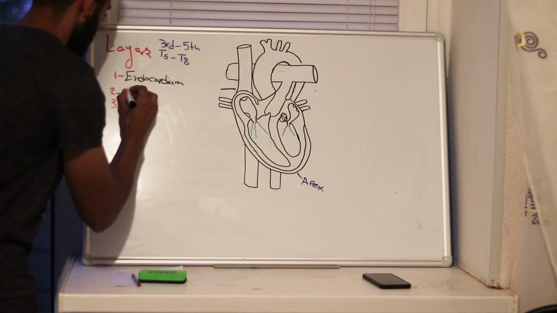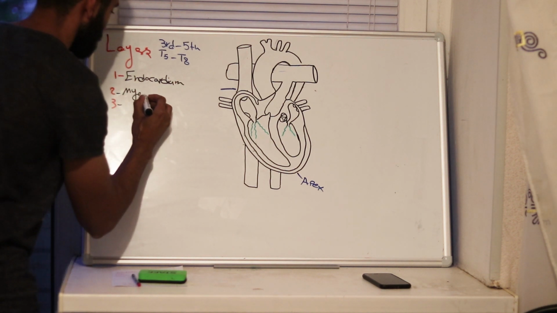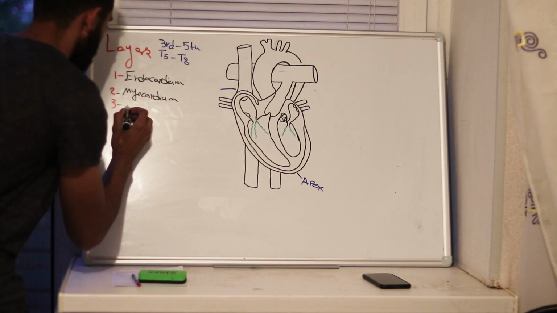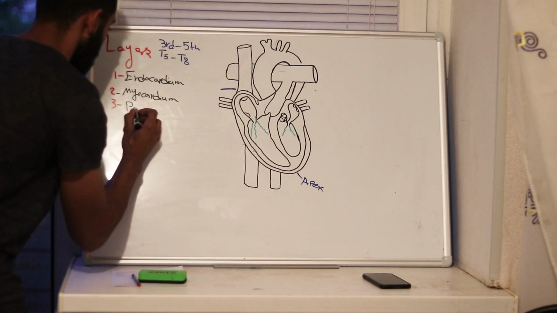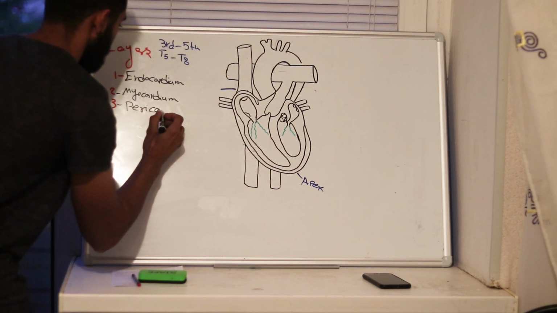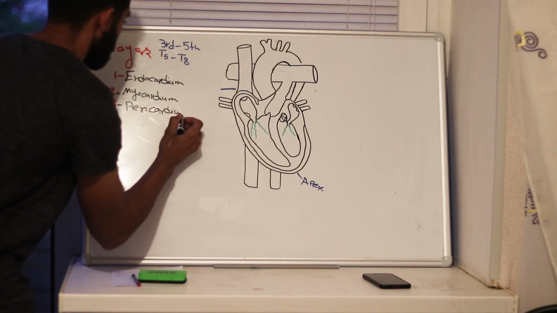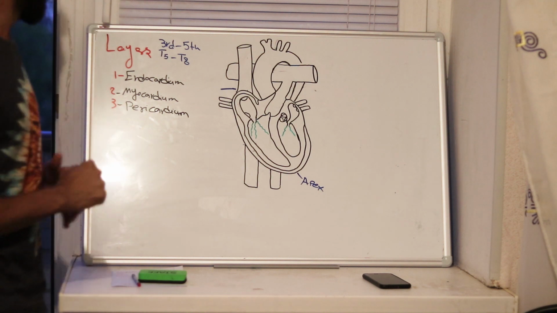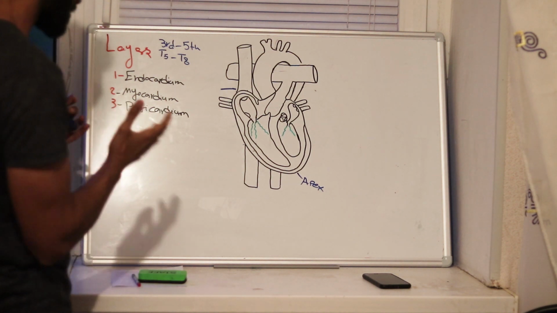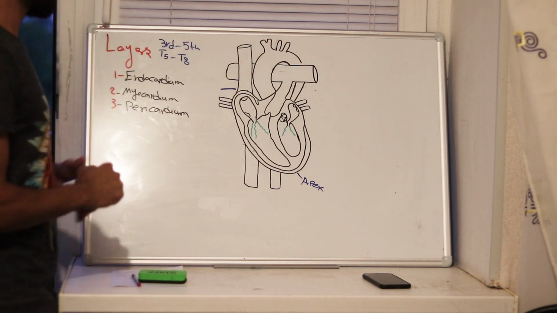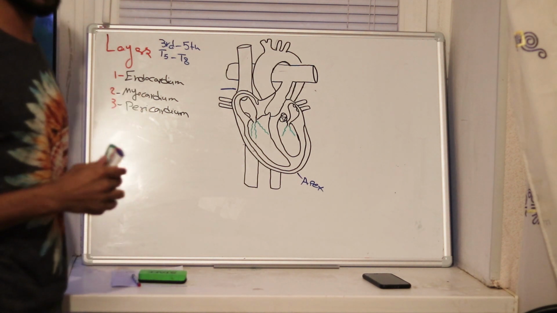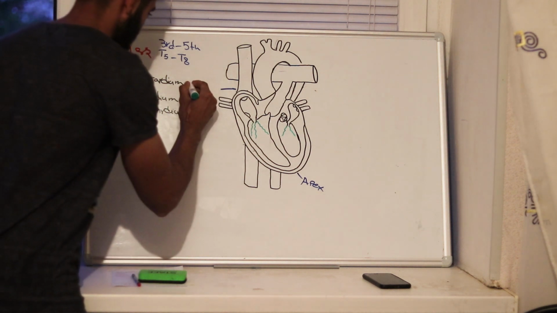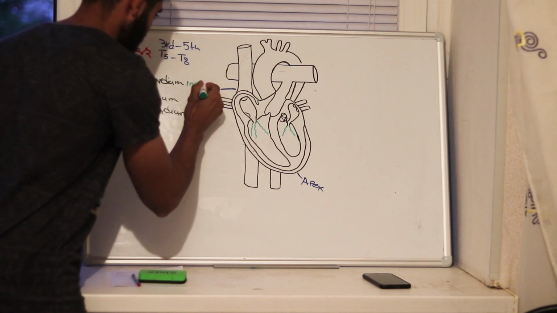and we have myocardium, and the last one, pericardium. So what about the layers? Beginning with the endocardium, the inner lining of the heart, inside the heart.